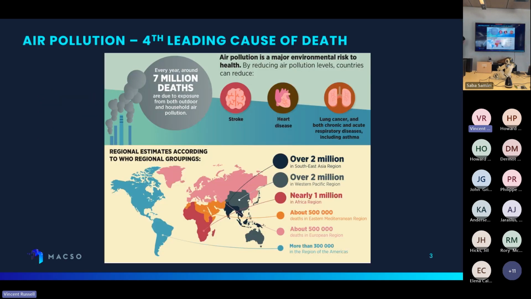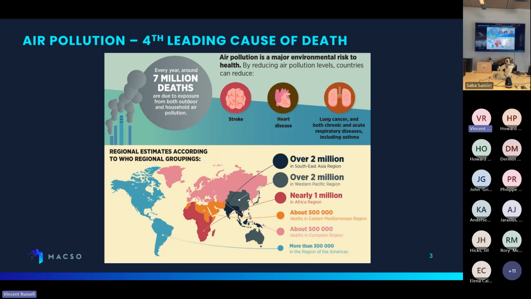So the World Health Organization and the State of Global Air have both ranked air pollution as the 4th leading risk factor for death globally. Air pollution exposure increases the risk of developing stroke, heart disease, and lung cancer. The World Health Organization estimates 7 million deaths worldwide.